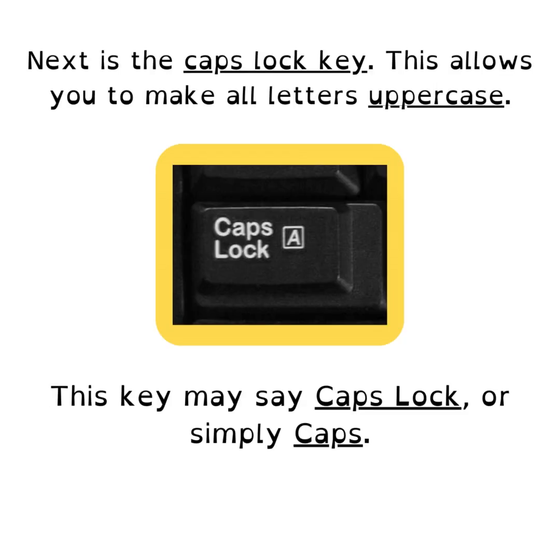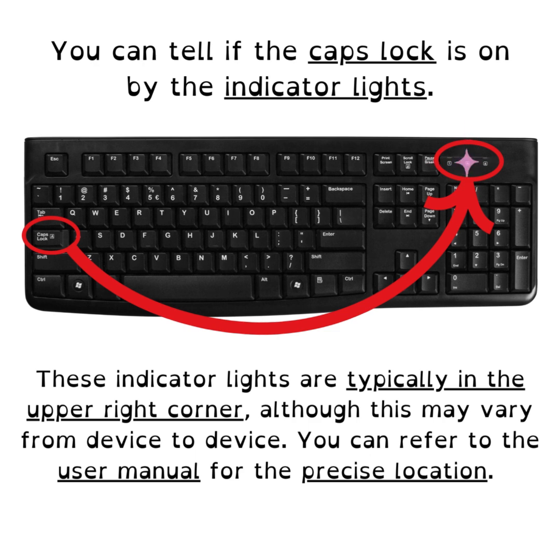Next is the Caps Lock key. This allows you to make all letters uppercase. This key may say Caps Lock, or simply C-A-P-S, caps. You can tell if the caps lock is on by the indicator lights. These indicator lights are typically in the upper right corner, although this may vary from device to device. You can refer to the user manual for the precise location.